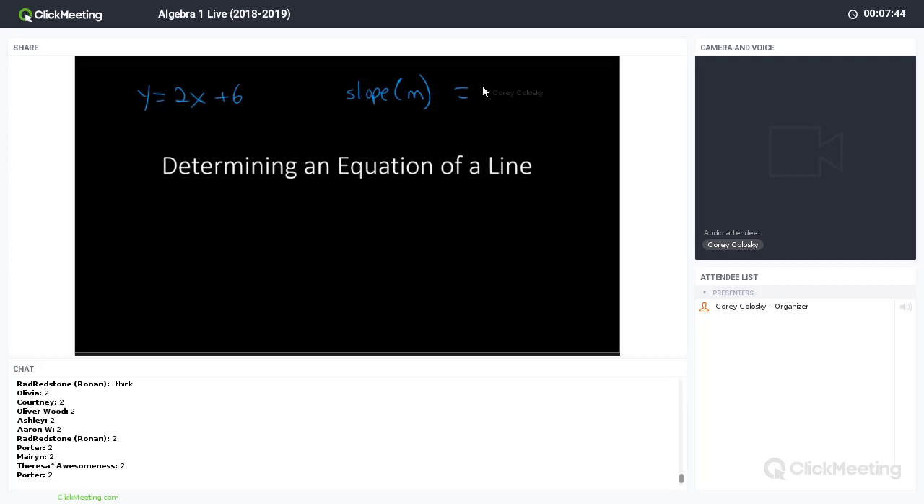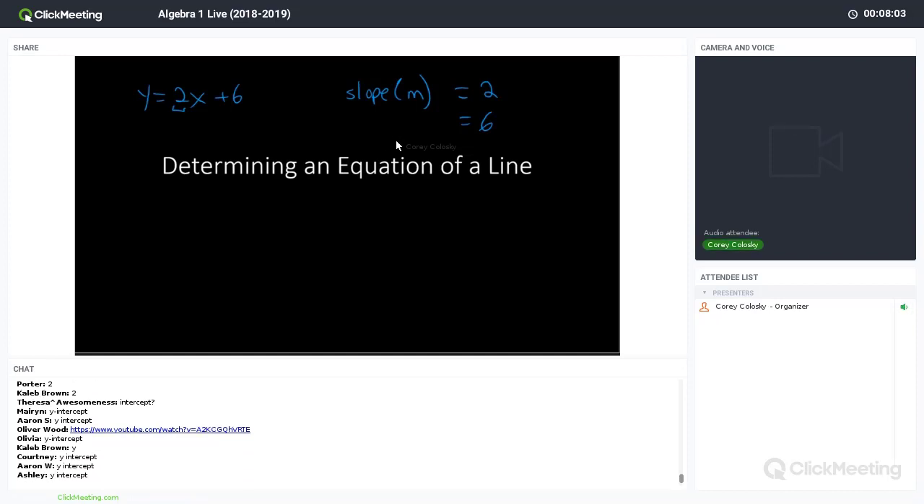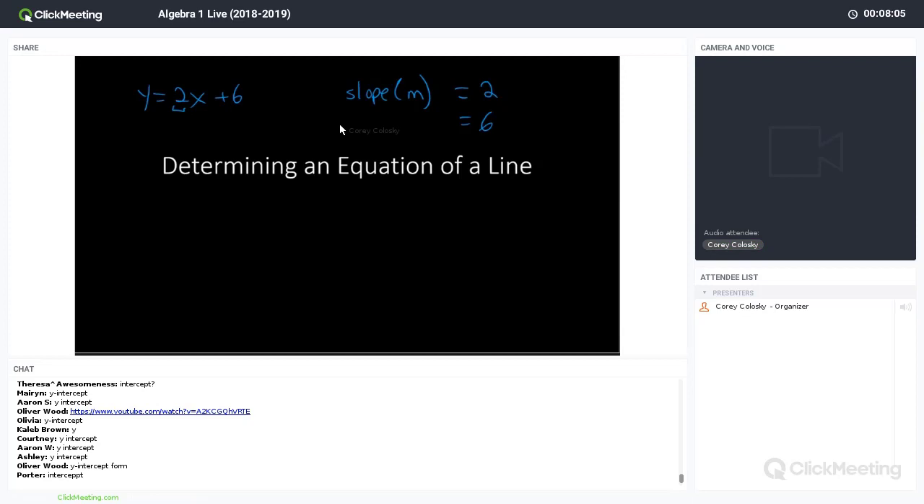Okay, very good. You guys remembered. So slope is the number with the x term, so slope would be 2. And then class, what is the name for the number 6? 6 is called the what? Or maybe the letter to represent it. Say. There we go. Very good. You guys are awesome. Yeah, it's going to be the y-intercept.